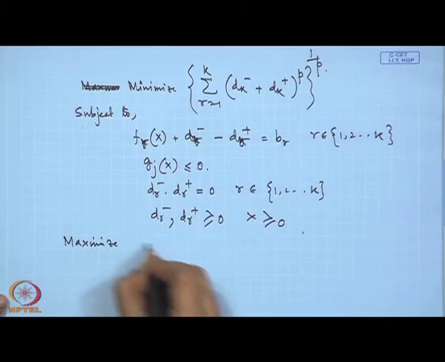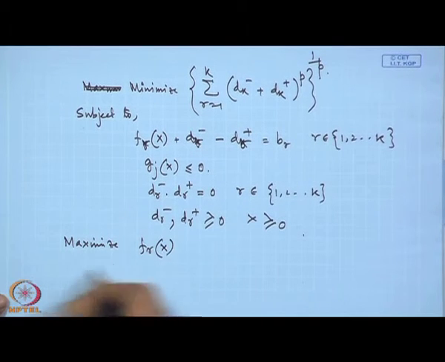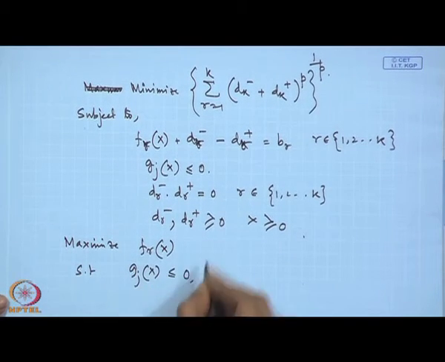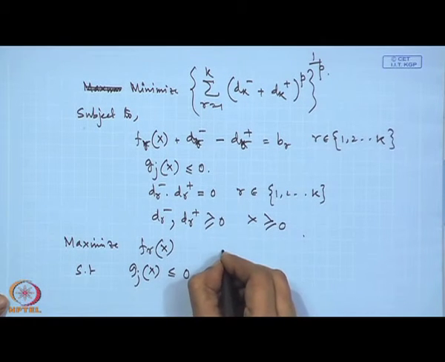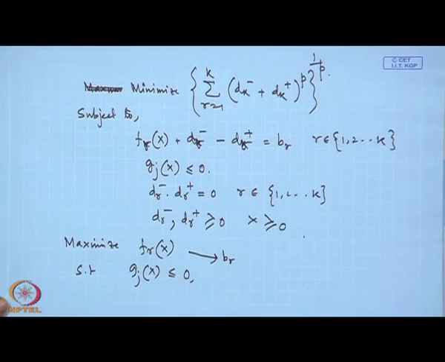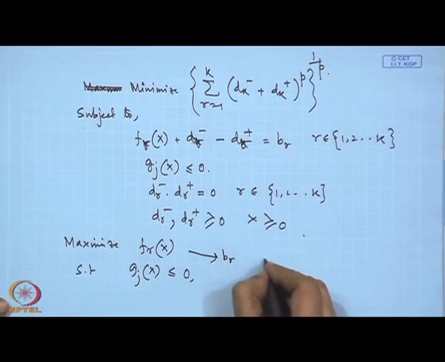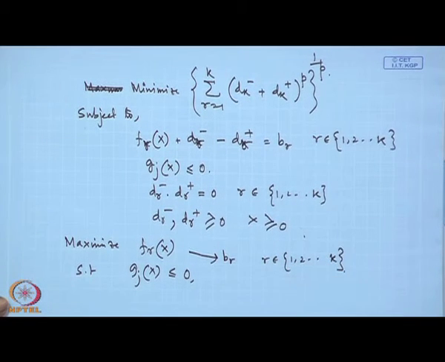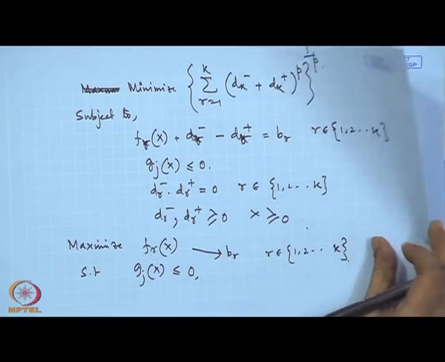We will simply maximize each objective function, say f(x), subject to gj(x) less than or equal to 0, and whatever solution we get out of it, that can be named as BR. That means we want to achieve this value, and r is 1 to k. Okay, that is the goal programming technique.